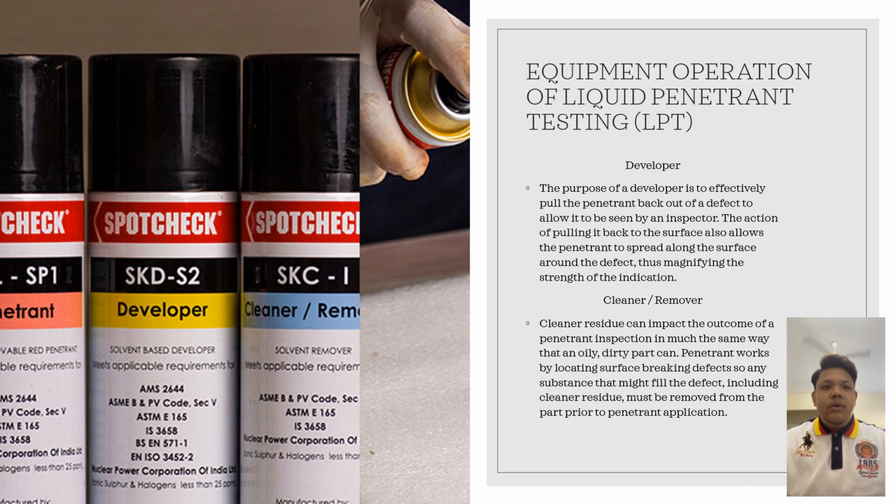For the operation, first we use the cleaner to remove all the oil and dirt. Then we spray the penetrant, using either the red color or the yellow. After that we wait for 5 minutes, which we call the dwell time. Then we spray the developer, and then we can see the cracks that form in the equipment that we are testing. Thank you.